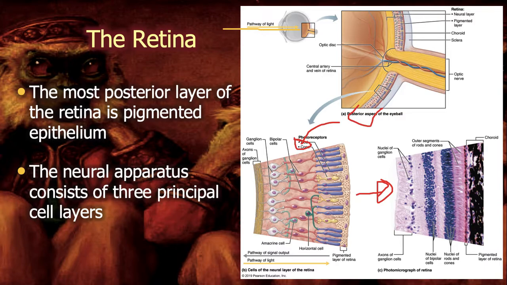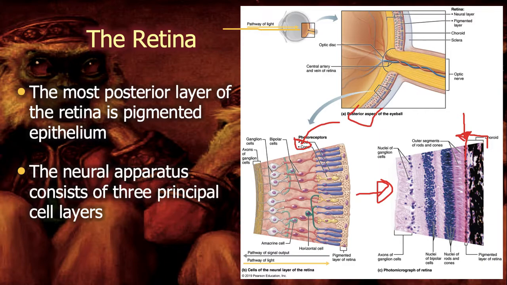So back here in the back, we see the choroid, which is that dark pigmented layer of the tunica vascularis, which prevents light from scattering inside. And then right in front of that is the pigmented layer of the retina. You can see this layer of nuclei right there. So the most posterior layer of the retina is that pigmented epithelium. Again, it doesn't do anything as far as absorbing or taking up light information and sending it to the brain. All it's there for is to absorb any extra light, to keep it from scattering.